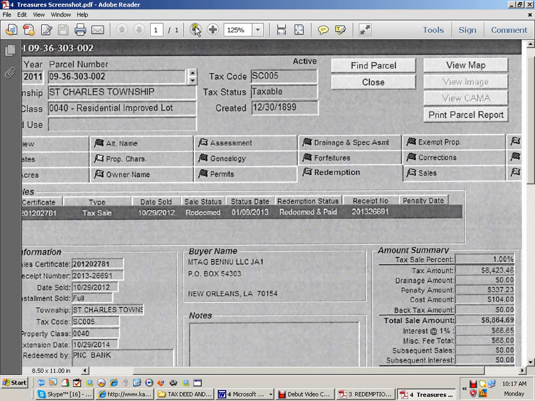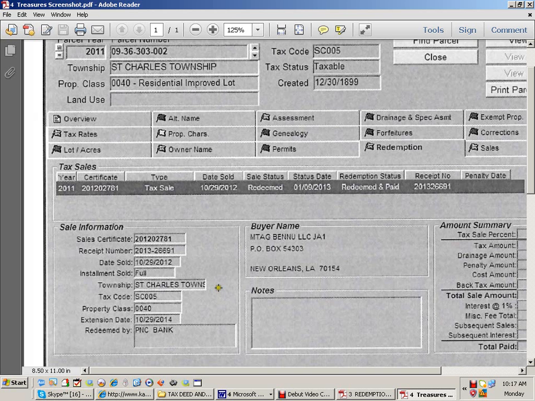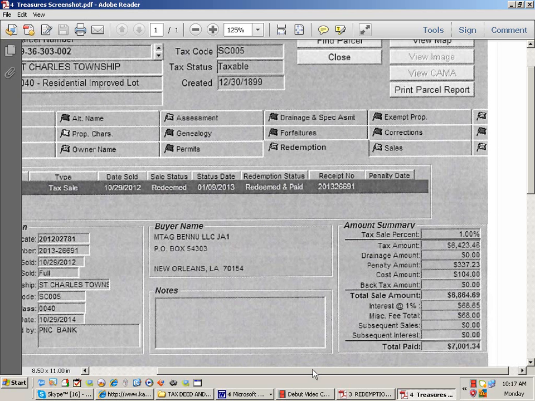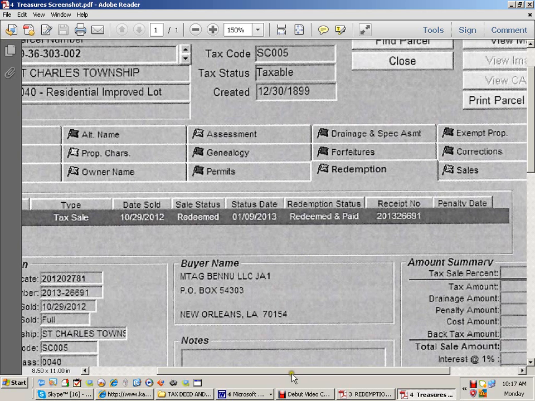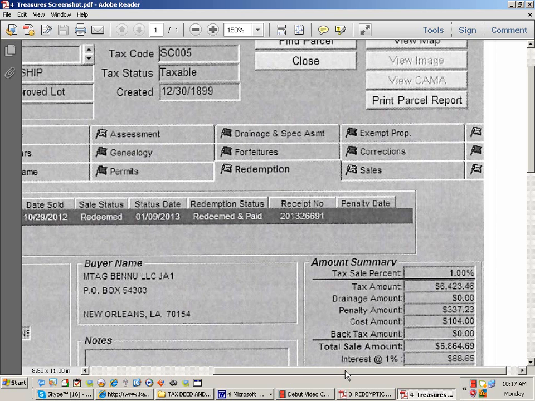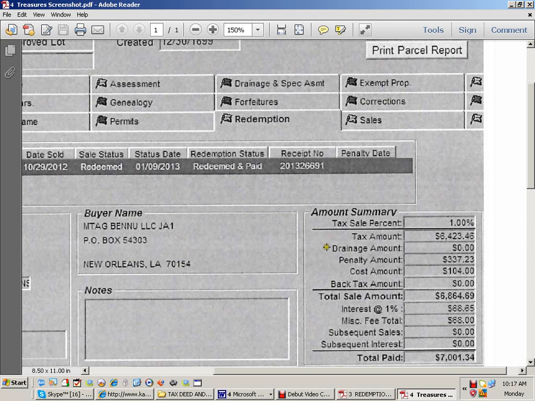And then he said, this is a really good price for you. 1% is a really good price. And if you look at this sheet, interest 1%, miscellaneous fee 68, and he said it's really good for you. I didn't know what the amount meant at that time. In the amount summary on his screenshot, it shows tax sale percent. Somebody paid 1% at the tax sale. They paid $64 basically, or $70.